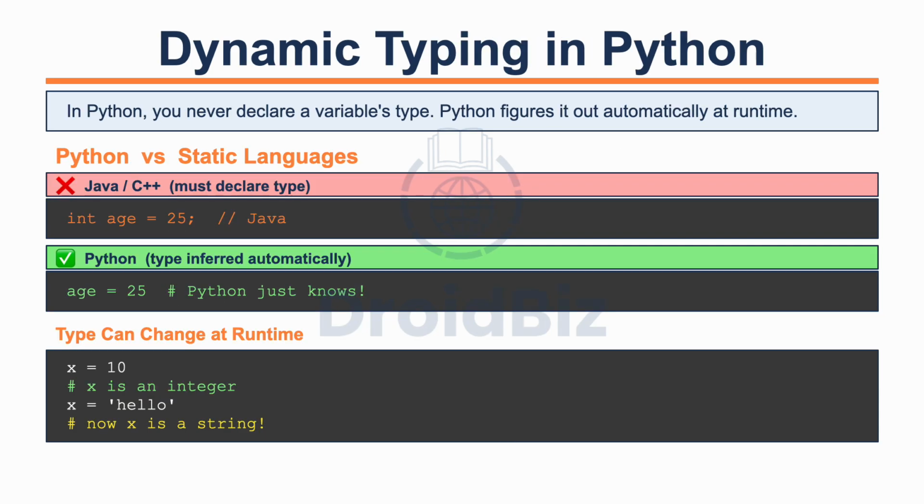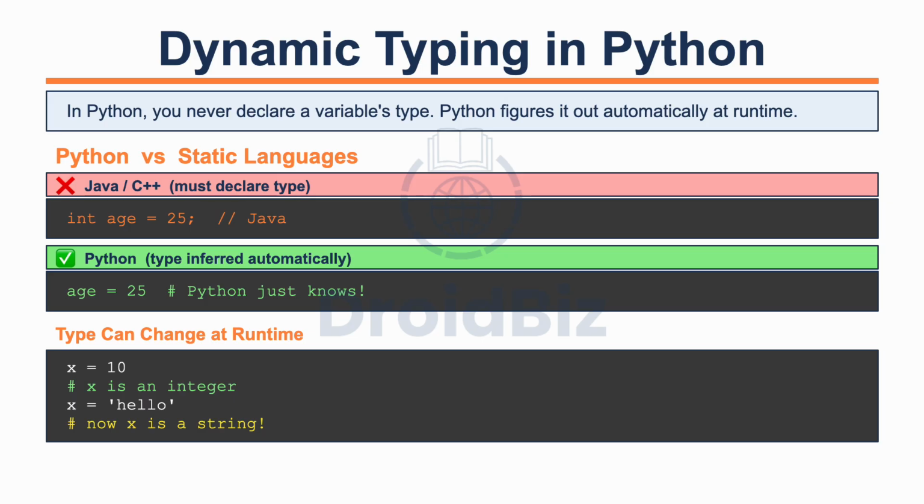Now, let us explore dynamic typing, one of Python's most powerful and flexible features. In Python, you never have to declare what type of data a variable holds. Python figures it out automatically when your code runs. This is called dynamic typing. Let us compare this with other languages.